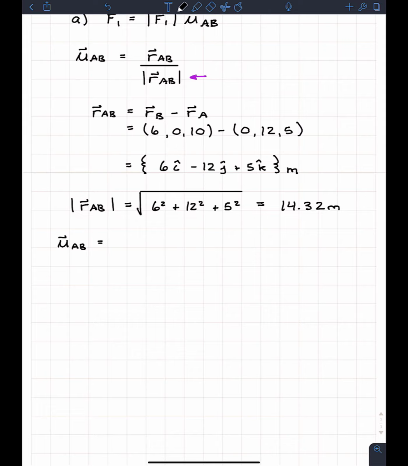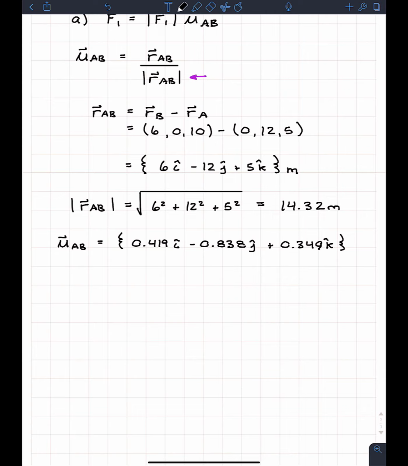So I'm going to go to the I, the J, and the K components and divide each one of those values by 14.32. And when I do that, I get that the unit vector is going to be equal to 0.419. Remember, this is a vector, so it's going to have an I component. And then minus 0.838J. And then finally, we're going to have plus 0.349, and that'll be in the K direction.